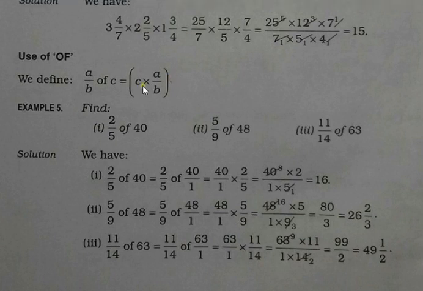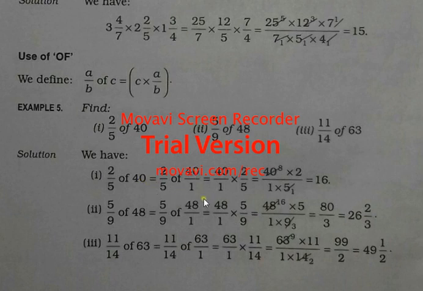If you see, here is an example: find 2 by 5 of 40. How much you have to find? You have to find 2 by 5 of 40. Then 5 by 9 of 48, and 11 by 14 of 63. In all these cases, what will you be writing? We will be writing the multiply sign in place of "of". You can see over here, 2 by 5 of 40 is written as 2 by 5 of 40 by 1. Nothing below means there is 1, and the "of" means multiply.